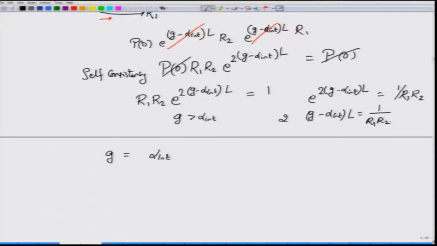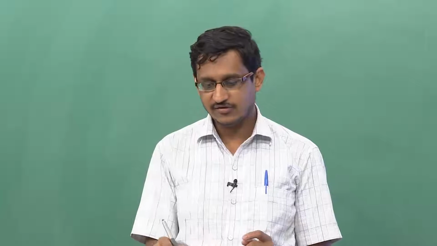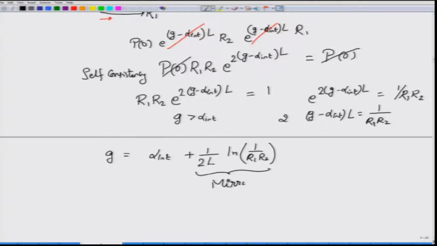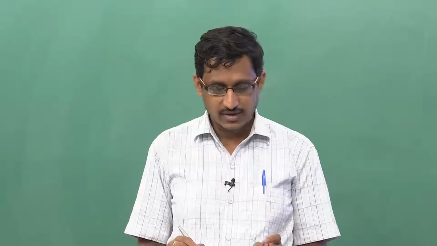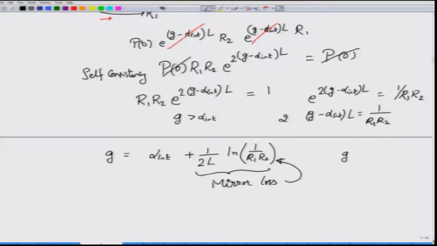And then you can rearrange g now. So g can be written as the internal loss alpha int plus 1 by 2L times log of 1 by R1 R2. So you can see that the gain is getting balanced by the loss. This is the intrinsic loss and this is the mirror loss. The mirror loss is a function of R1 R2 as well as the length of the cavity L. Intrinsic loss is just the material loss, the gain medium loss. For oscillations to be sustained, g must be greater than the total losses. So only those particular modes which actually satisfy this condition will be sustained.